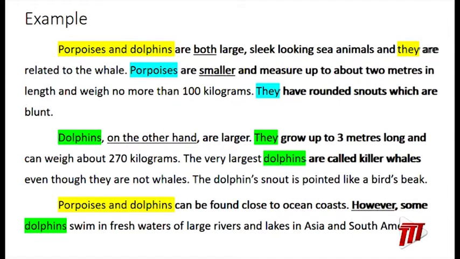"On the other hand" tells me that something is different or opposite than what was before. Let's see what else we see. "However" also tells me that there's something different. So let's begin to work out some facts about dolphins and porpoises based on this.